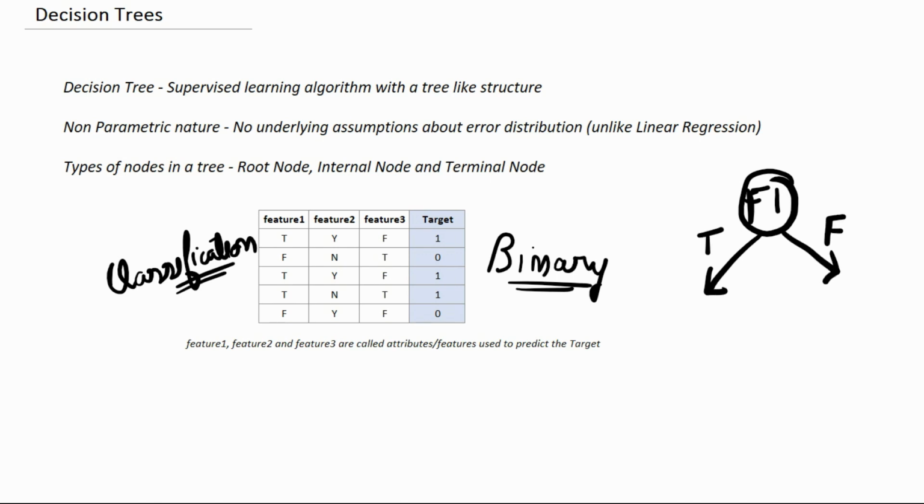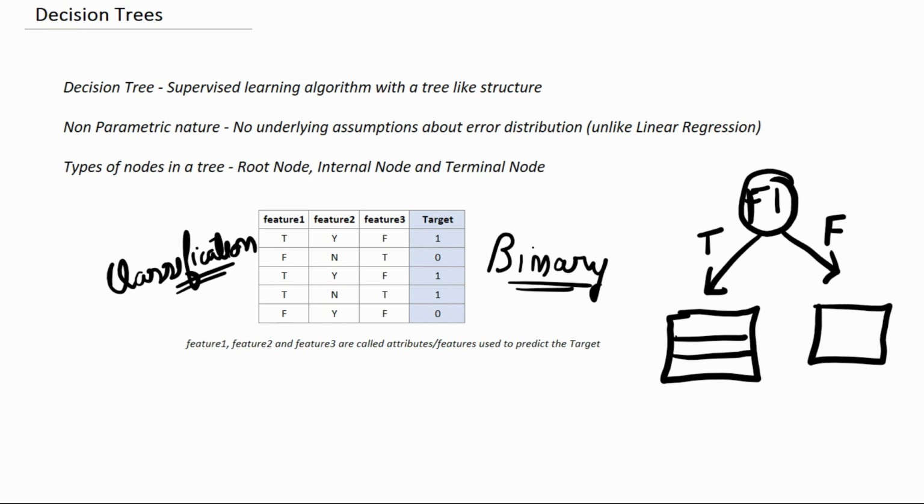If it is true, then our data set will be divided into three components because it has only three true values. If it is false, the dataset will be divided into two components because the event of feature 1 being false occurs twice in the data. Now you can see we have a root node and we have the possibility to draw two internal nodes at the end of the edges.